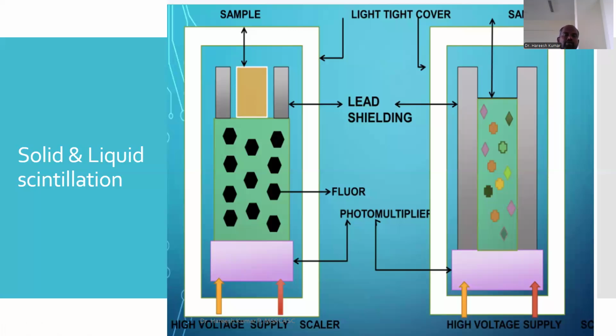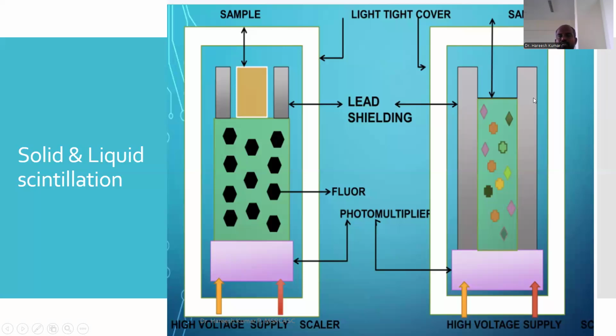When they come back to the ground state, it releases a photon. That photon is taken by the fluor, and fluor undergoes excitation. When it comes back to the ground state, the photon is measured by photomultiplier, and it passes to the amplifier. Amplifier counts the pulse, and this count of the pulse will be directly proportional to the radiation emitted by the radioactive element. This is what is happening in the solid scintillation.